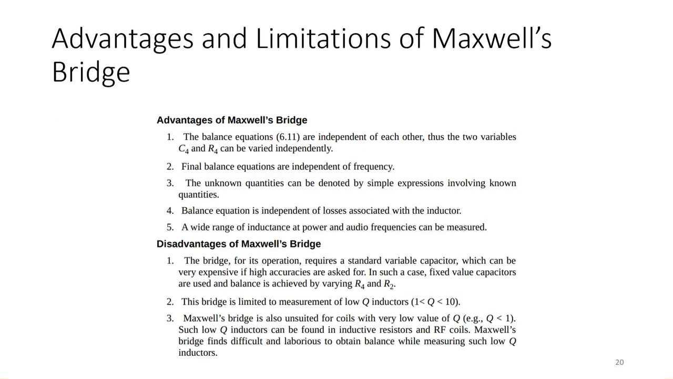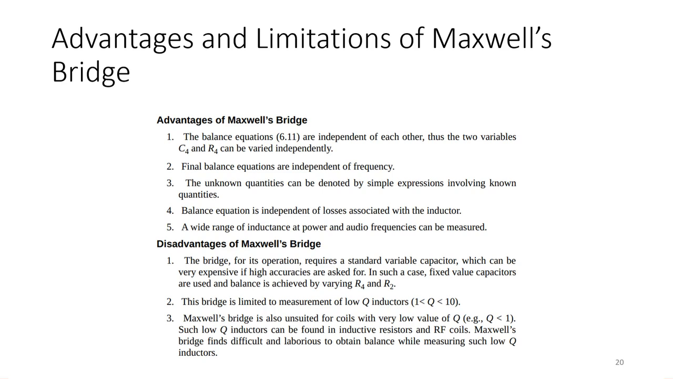The advantages and limitations of the Maxwell bridge: it requires C4 and R4, which can be varied independently. This is the advantage of this one. In the previous bridge, there is no separate inductance, because inductance is always connected with resistance, so both things vary simultaneously.